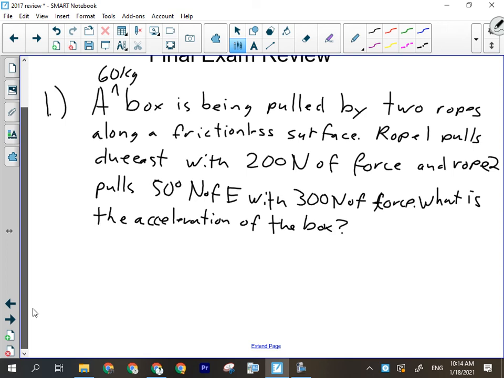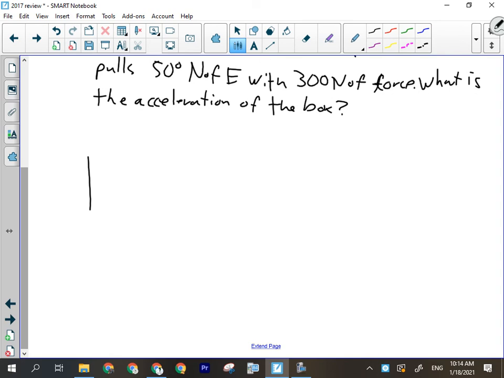Okay, so we're looking for the acceleration of this box being pulled by two ropes along a frictionless surface. Okay? In all Newton's second law questions, what's my first step? Free body. Exactly. I got to draw a free body diagram of this situation first. Okay? So I have a 60 kilogram box being pulled due east by 200 newtons worth of force.